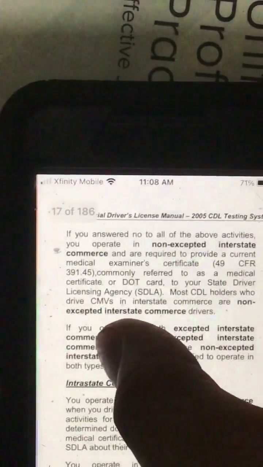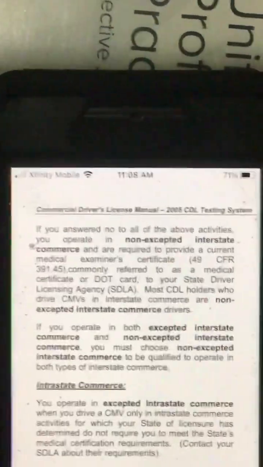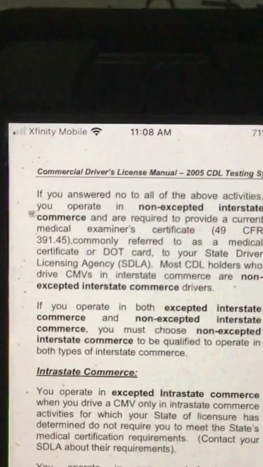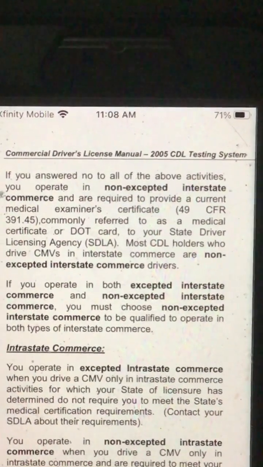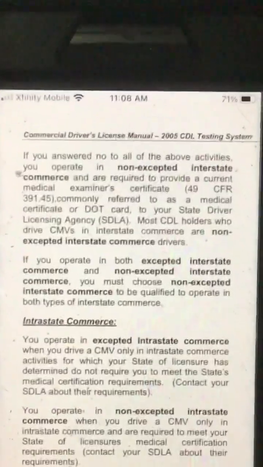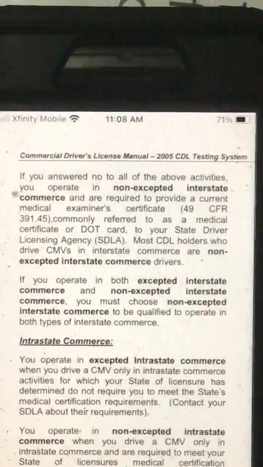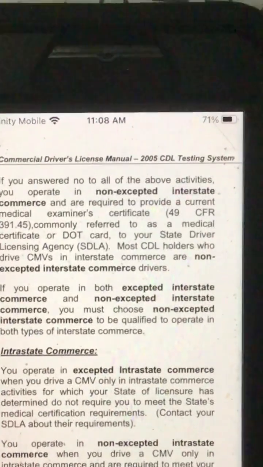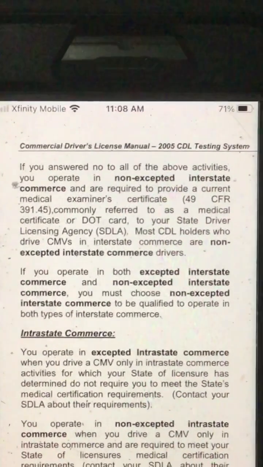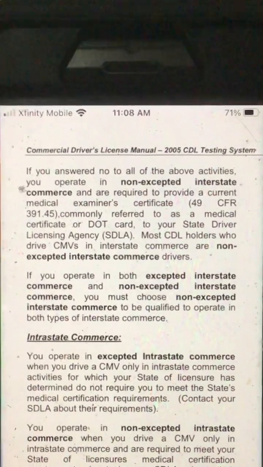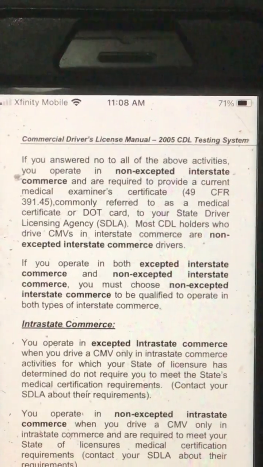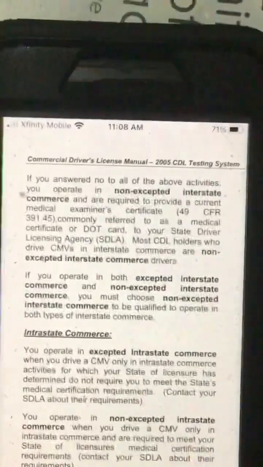Page 17. If you answered no to all of the above activities, you operate in non-accepted interstate commerce. All of that is highlighted. And you are required to provide a current medical examiner's certificate, 49 CFR 391.45, commonly referred to as a medical certificate or DOT card, to your state driver licensing agency, SDLA.